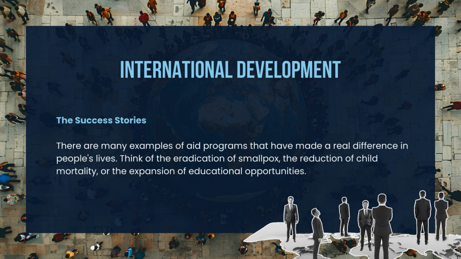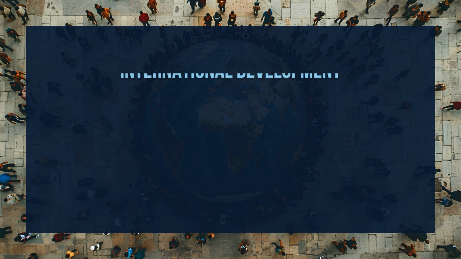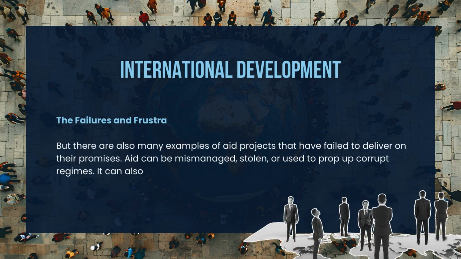Think of the eradication of smallpox, the reduction of child mortality, or the expansion of educational opportunities. The failures and frustrations. But there are also many examples of aid projects that have failed to deliver on their promises. Aid can be mismanaged, stolen, or used to prop up corrupt regimes. It can also create dependency and distort local economies.